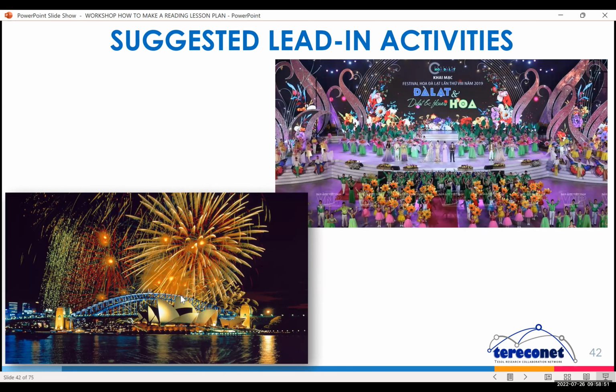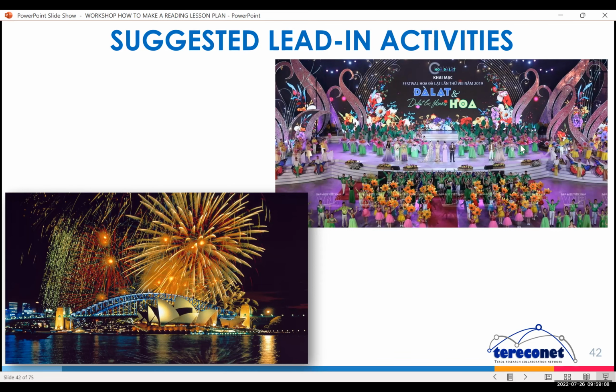Everybody? Where is it? Sydney. Okay, yes, maybe. Sydney. And what is happening here? Fireworks. Australia. Okay. On what occasion do we see this one? New Year. Maybe New Year, wonderful.